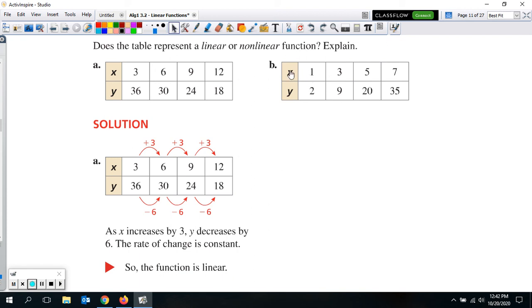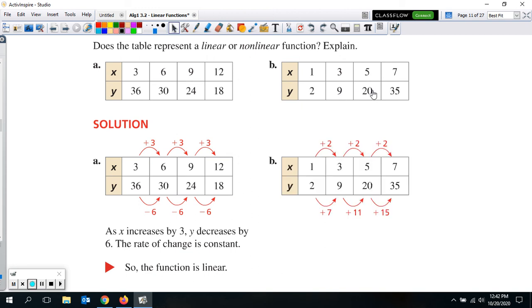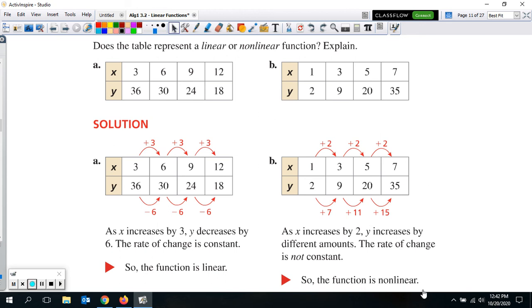But if you look at this one, B, 1 to 3 is 2. Again, another 2 and another 2. That's constantly changing. When you go down here, 2 to 9 is 7. 9 to 20 is not 7. So you can see there's a constant change on the x, but there's no constant change on the y. Because there's no constant rate on both x and y, it is not a linear function.